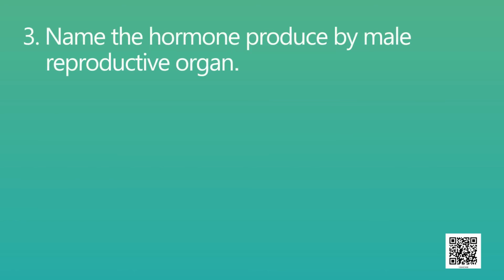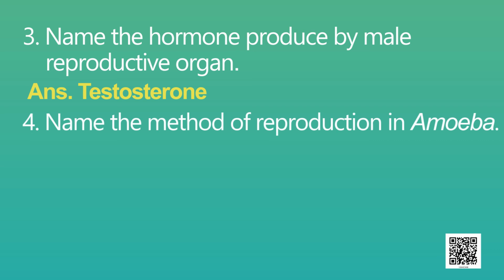Name the hormone produced by male reproductive organ. And the hormone produced is testosterone. Next question, name the method of reproduction in amoeba. So, amoeba reproduces by the method of binary fission.